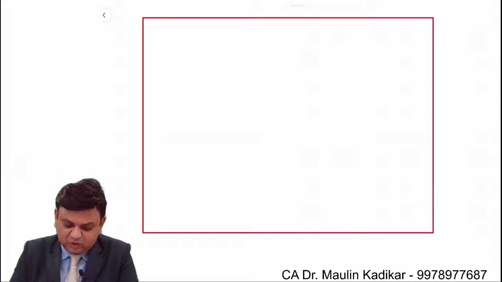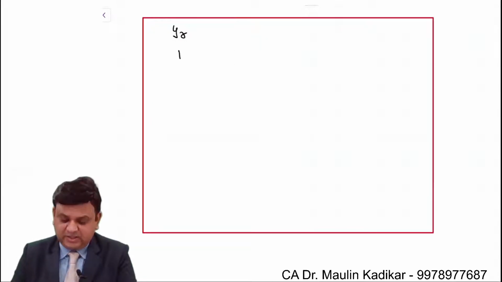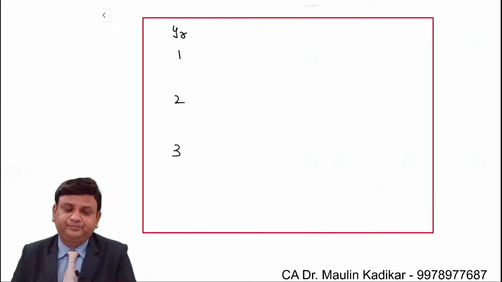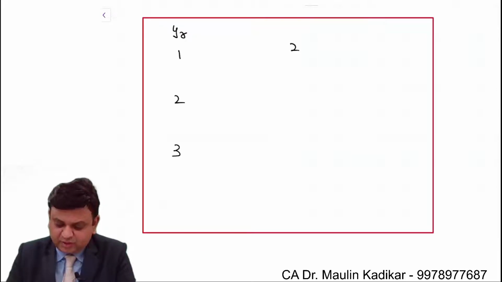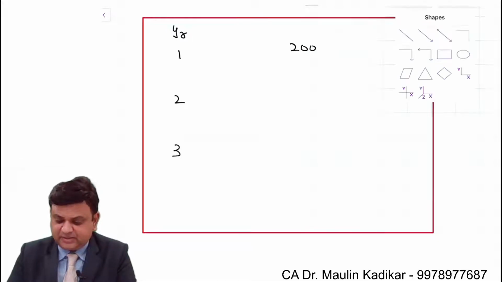Friends, as far as the zero coupon bond is concerned, it does not provide any intermediate cash accrual to the investor. So the first zero coupon bond will give the cash accrual at the end of the first year. Second will give at the end of the second year. And third will give at the end of the third year. So if you are going to get an amount of rupees 200 at the end of the first year, then what is the present value of the same?